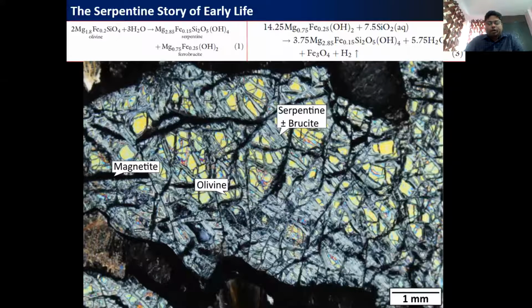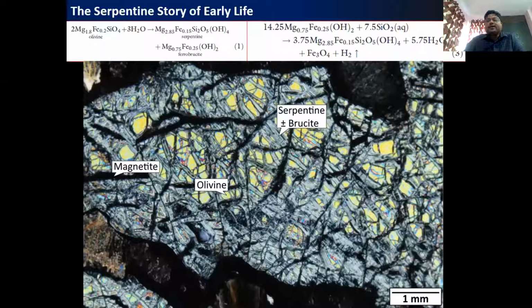But the problem is that H2 is a gas, so we cannot get a direct sign in rock. If we collect some rock, we cannot get the sign of H2 in the rock. So we have to get some proxy to understand whether H2 was produced or not. One of the byproducts of the serpentinization reaction is magnetite.